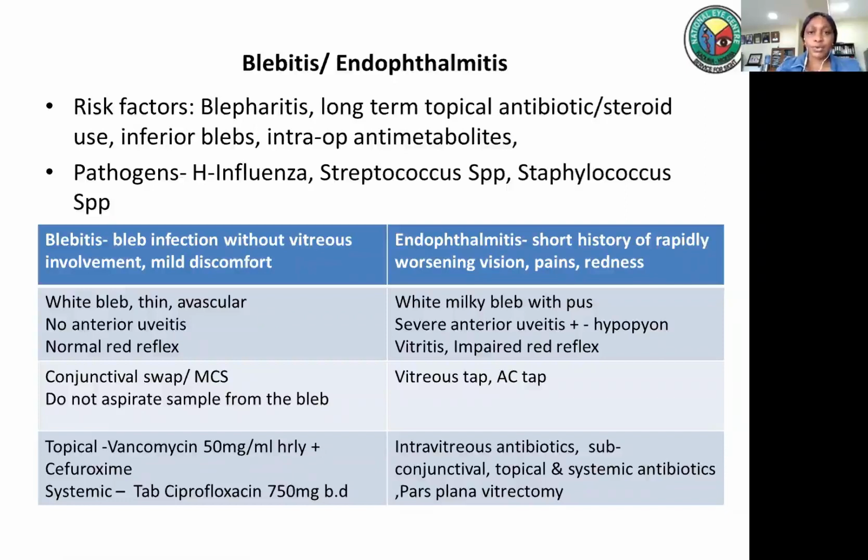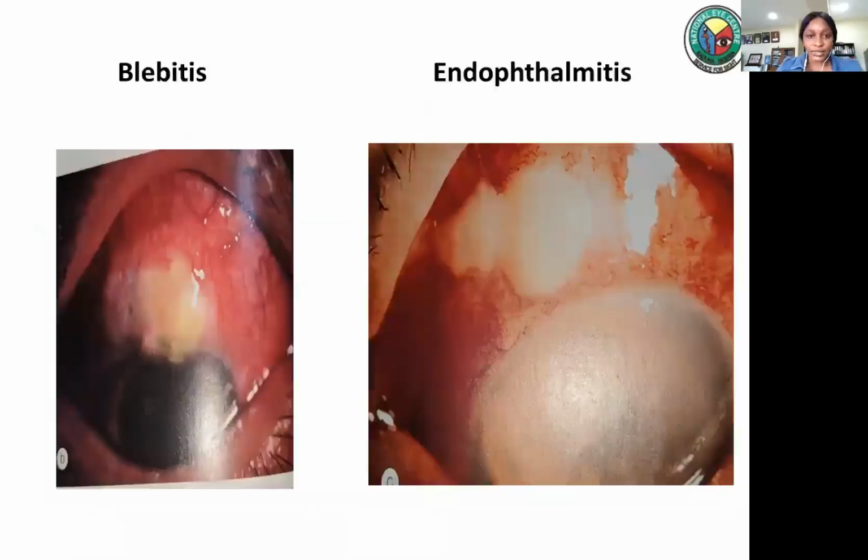But it's also good to note here that endophthalmitis from trabeculectomy is more serious, usually more rapidly progressing than that from maybe cataract surgery or any other surgery. So once a patient presents with signs of endophthalmitis, then you must start treatment and treat aggressively.